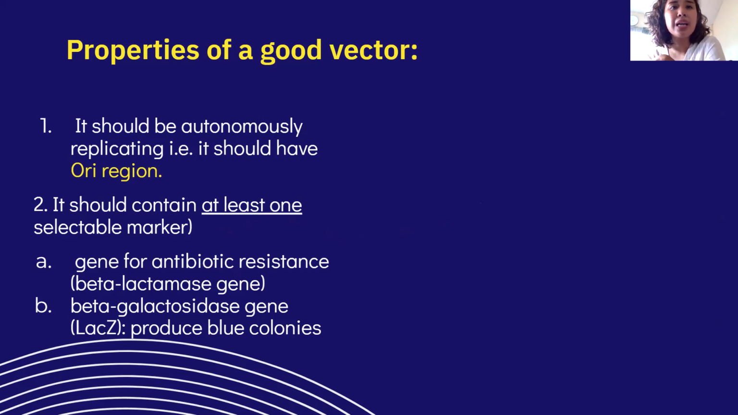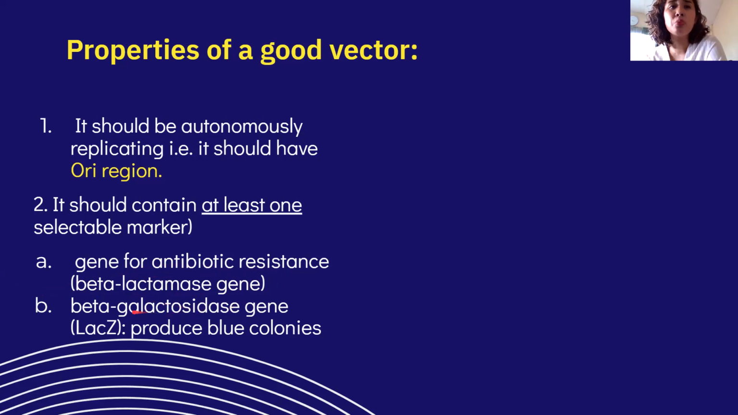So kunyari ginrow natin yung mga bacteria sa selective media which has ampicillin. Since may beta-lactamase gene yung plasmid, so yung sign para malaman natin na na-uptake yung plasmid, is it has resistance to ampicillin through your beta-lactamase gene.